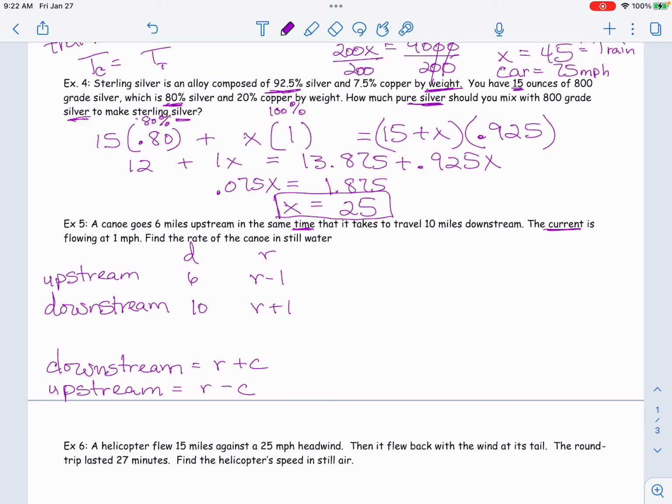So it's the same time. Remember that distance equals rate times time, so time equals D over R. So 6 over R minus 1 equals 10 over R plus 1. Cross multiplying, 6R plus 6 equals 10R minus 10. Subtracting, this is 4R equals 16. R equals 4.